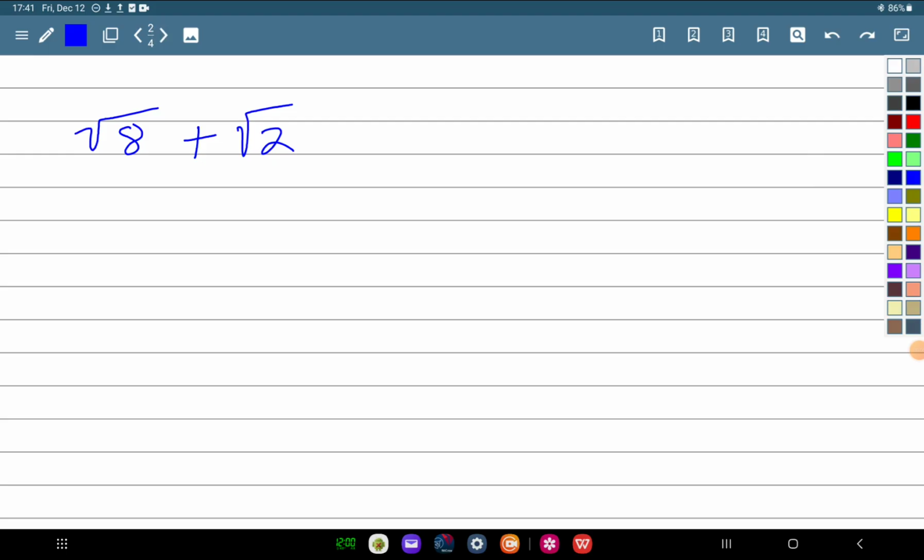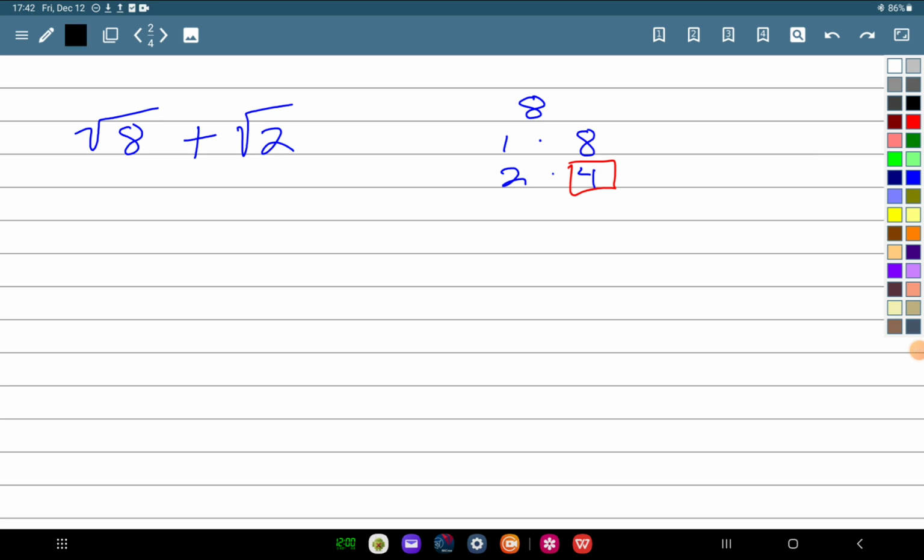So let's begin. I'm going to start with the square root of 8, which was a value used in a previous video, and we're going to add that to the square root of 2. So let's reiterate what the square root of 8 is. First of all, we've got to get the factors of 8. There's 1 times 8 and 2 times 4. And 4 is a perfect square, and that's what we're looking for. We're looking for the largest perfect square.